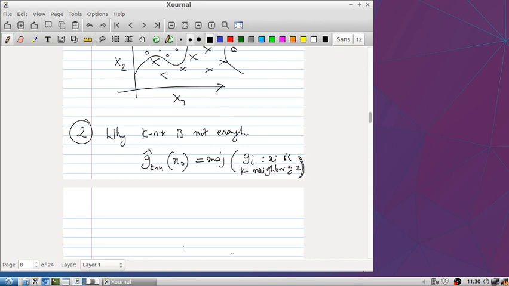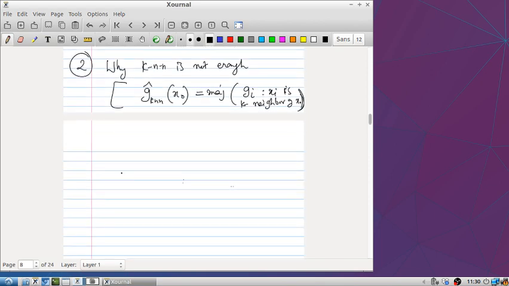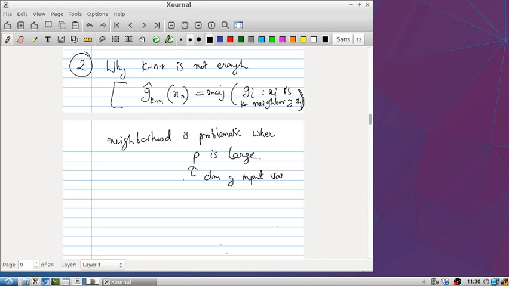Okay. So this is not the reason why k is not enough. That's for classification. The reason it is not enough is because this neighborhood is problematic when p is large. So what is p? Sorry, p is the dimension of the input variable.